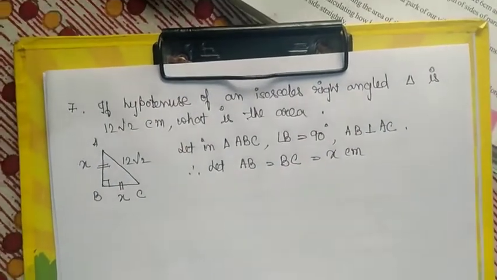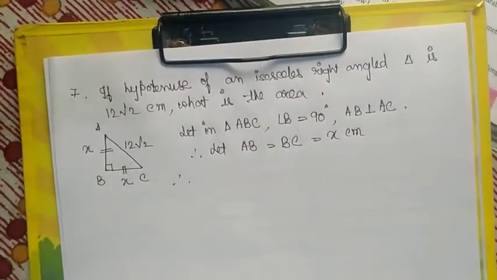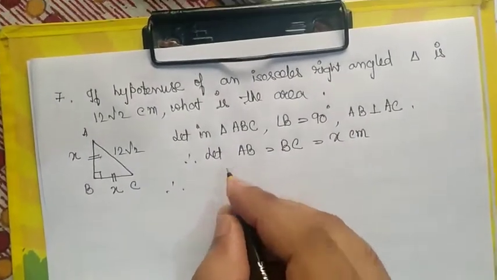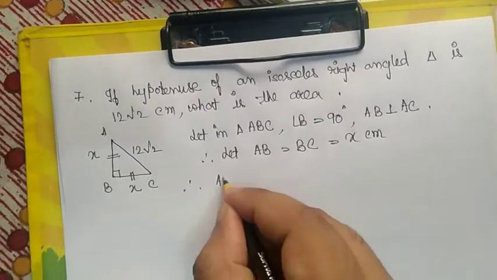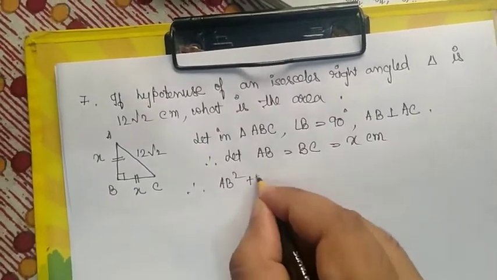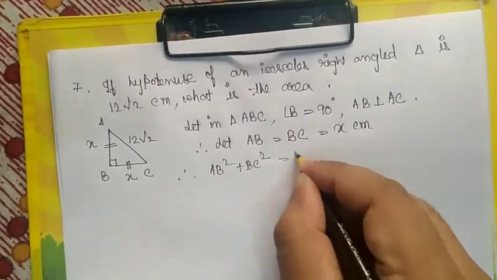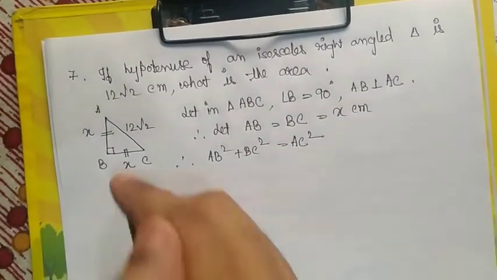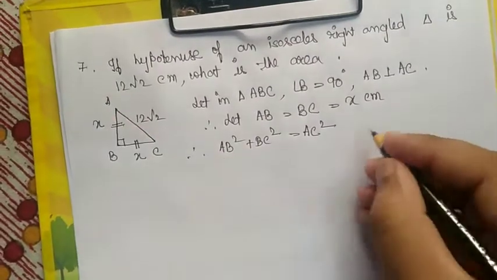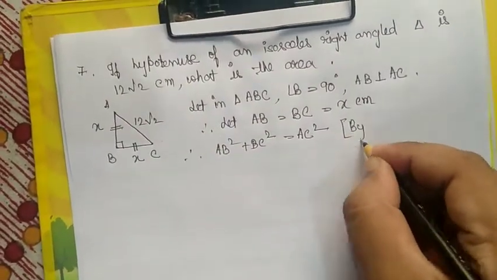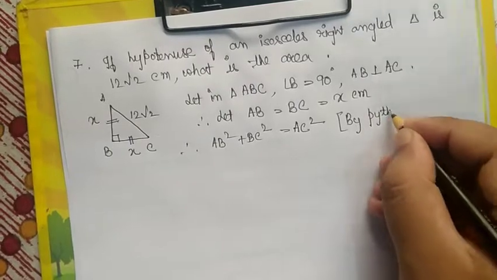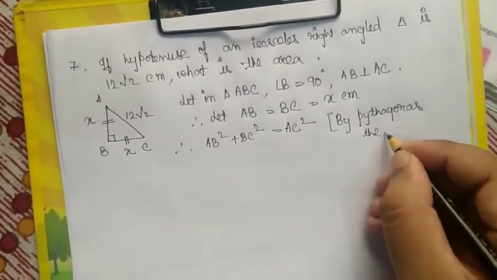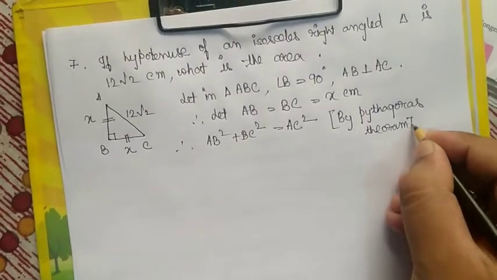Now from the right angle triangle, we're gonna say that AB square plus BC square equal to AC square. We know that from Pythagoras theorem, base square plus height square equal to hypotenuse square. By Pythagoras theorem. Please check my spelling also.